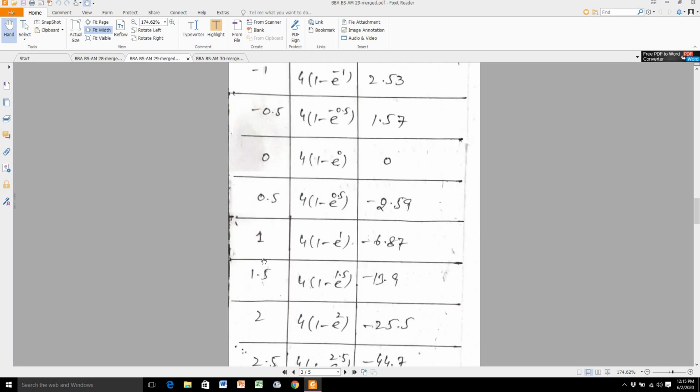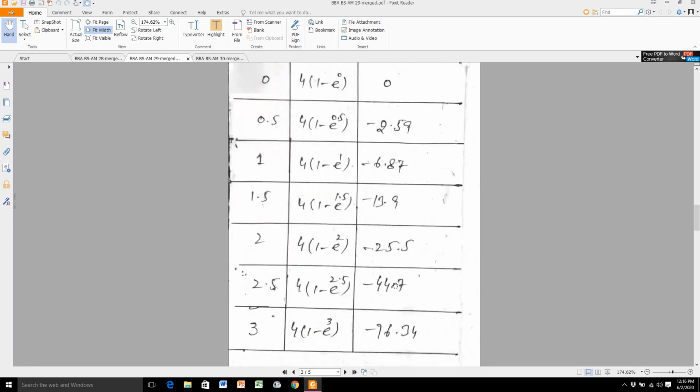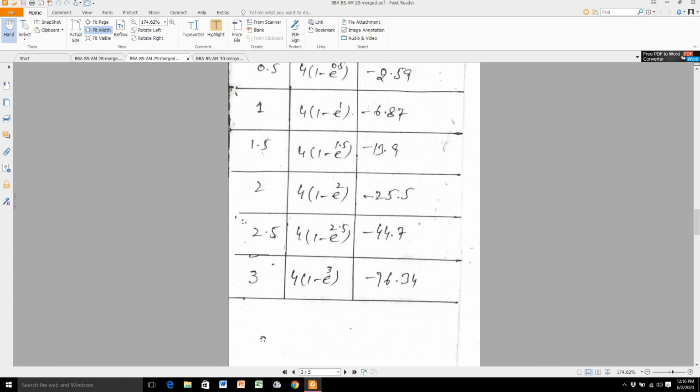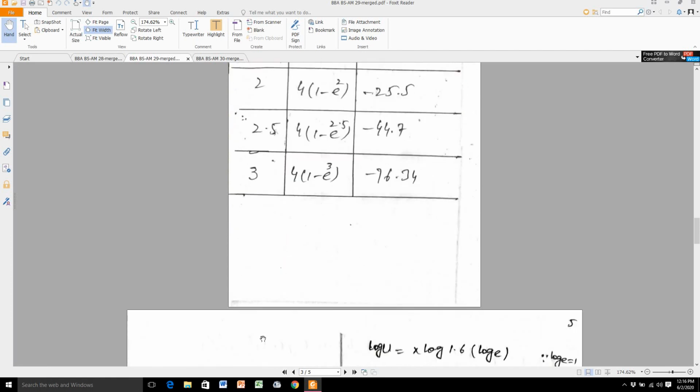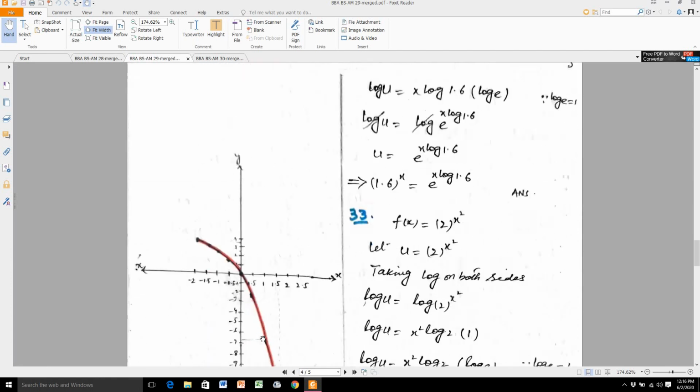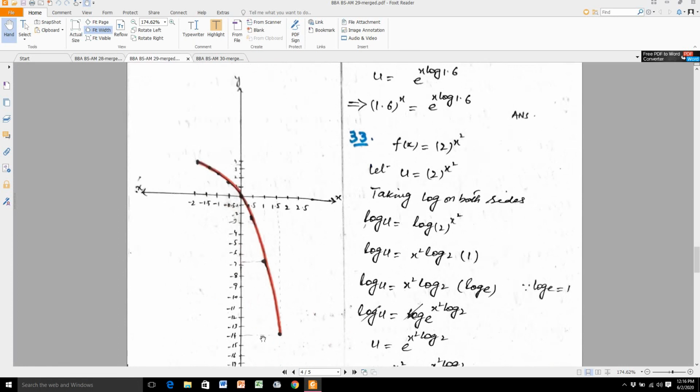Then I check its value at 0.5. It is equal to minus 2.59. Then at 1, its value is minus 6.87. Then at 1.5, its value is minus 13.9. At 2, its value is minus 25.5. At 2.5, minus 44.7. And at 3, its value is minus 76.34. Here I draw its graph.